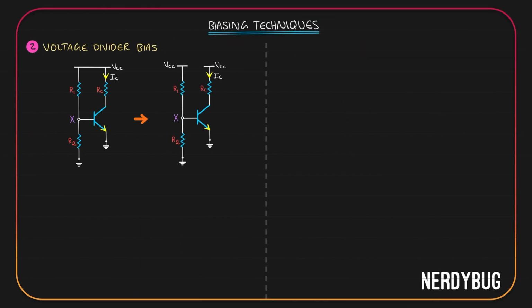Let us now see how we can analyze the voltage divider bias in a different way. For that, I have modified the circuit slightly like this. Instead of showing how VCC is connected to both RC and R1 in one go, I have given them separately. Still, RC is getting VCC, R1 is also getting VCC, so this is not going to affect the circuit in any way. So at the input, we have a voltage divider circuit.